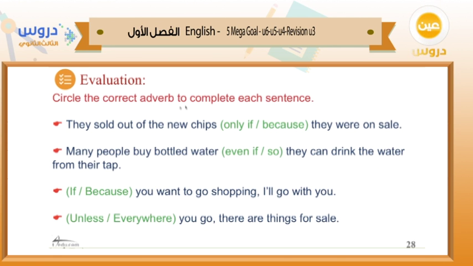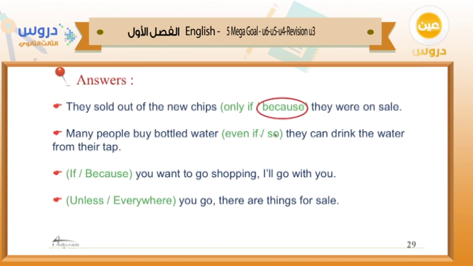Circle the correct adverb to complete each sentence. Number 1, they sold out of the new chips only if or because they were on sale. So what do you think? Is it a reason, purpose, condition, or place? It's reason, so we have to use because.